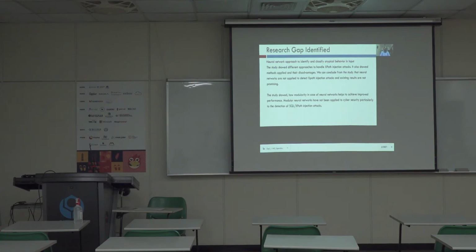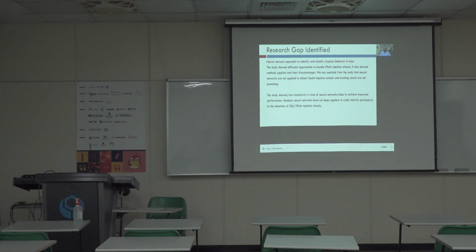So what we had done is we had referred some research papers to see whether any similar work has been done. So we found that no similar work was done, and we also wanted to ensure that the method which we are using, that is the modular neural network, has given positive results. And in our survey we found that modular neural network is giving the positive results with respect to the response time. So neural network approach to identify and classify atypical behavior input was not used earlier.